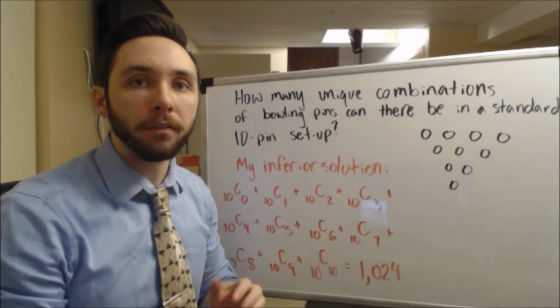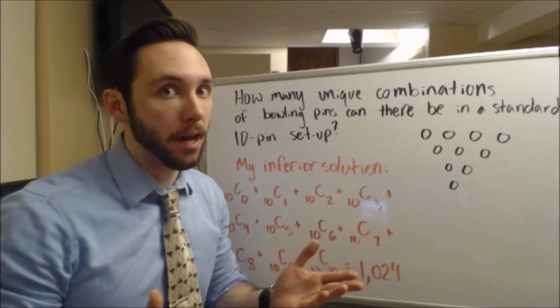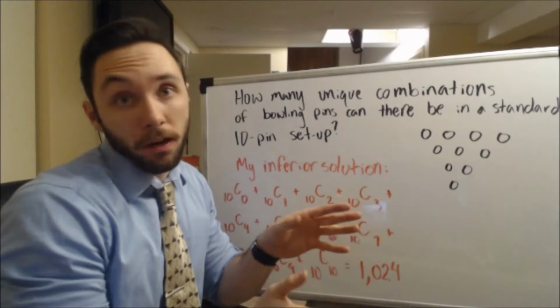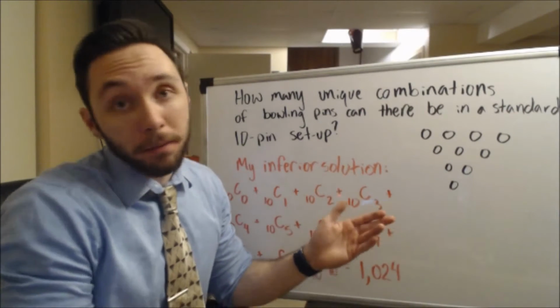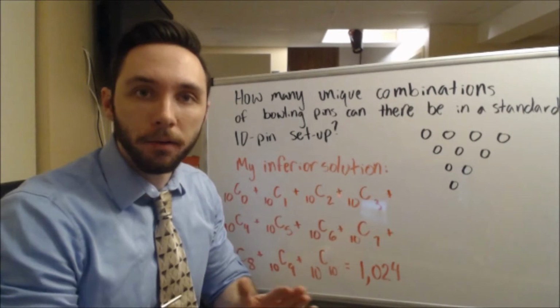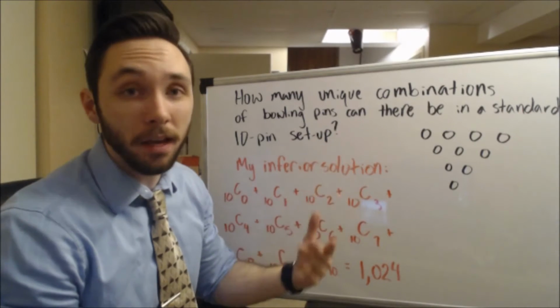Obviously, when you bowl, you have all these pins that go down, right? That's a thing. And sometimes not all of them go down at once. In fact, very often, when you're a novice like us, you'll have only a few going down, or maybe none, or maybe all of them. And that's the idea that I wanted to explore. How many unique combinations of bowling pins can there be in a standard 10-pin setup?